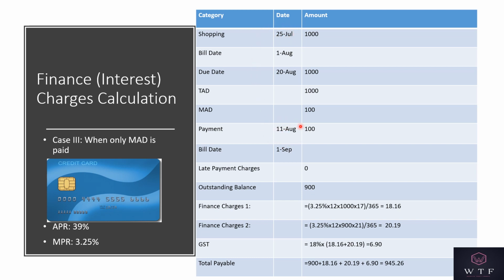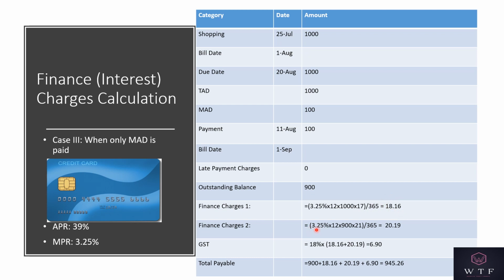So the interest is levied on the complete amount, that is 1000 rupees, from the date of transaction, 25th July, till the date of part payment, which is 11th August. This difference is of 17 days. Therefore, the first finance charges would be 18.16 rupees.